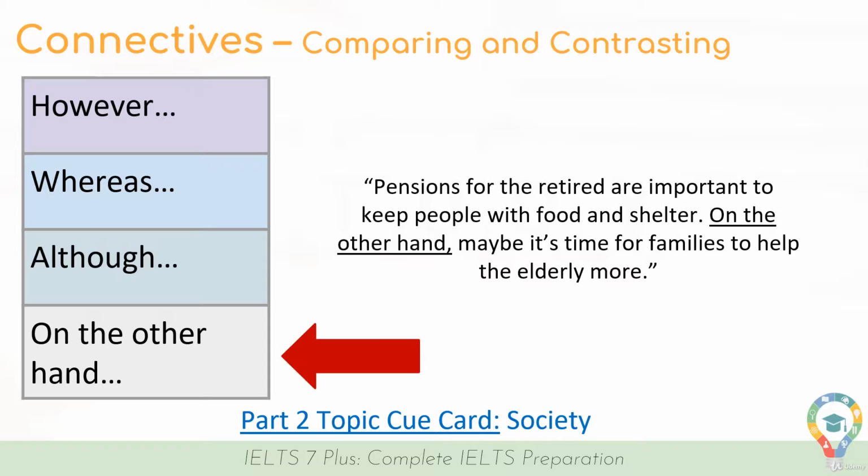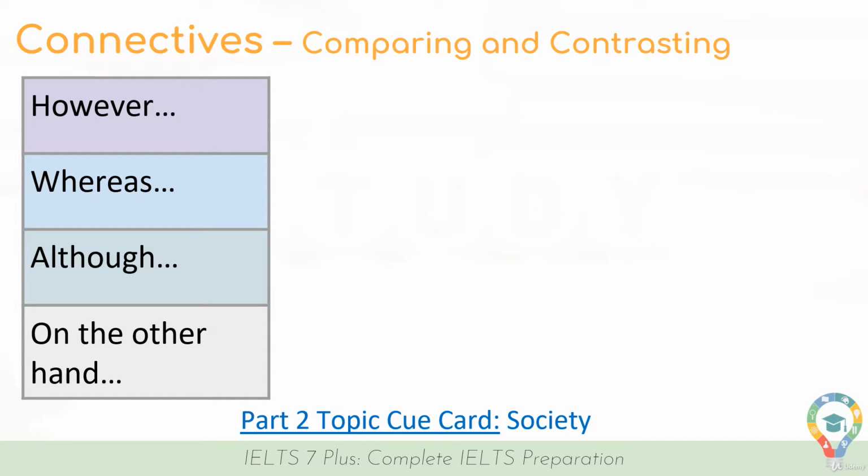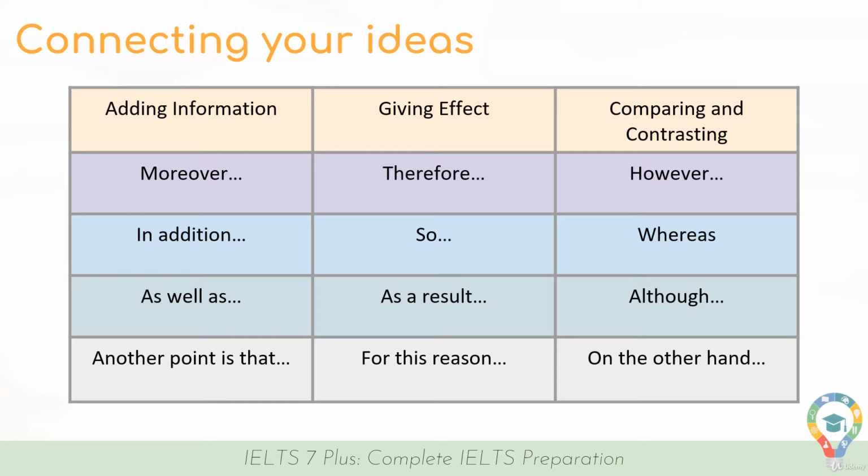Pensions for the retired are important to keep people with food and shelter. On the other hand, maybe it's time for families to help the elderly more. Practice using these 4 key phrases to compare, give a balanced argument, or discuss the pros and cons of an event or situation. Now I have the master list of connectives that you can use and practice with to help connect your ideas in your speaking.